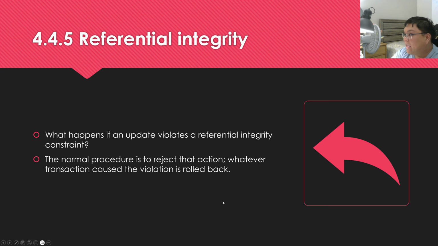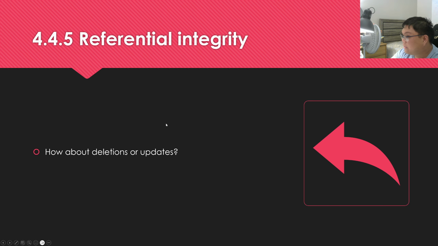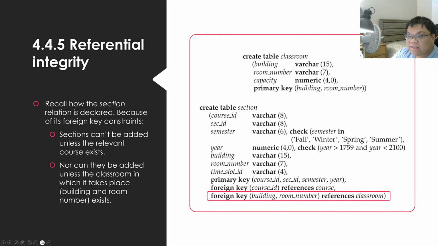Hey, what happens if an update violates a referential integrity constraint? So, the normal course of action is to just reject that action. Whatever transaction caused the violation is rolled back. Deletions and updates, however, get a lot more complex, and in short, the course of action depends on how these tables are set up to handle updates regarding referential integrity.